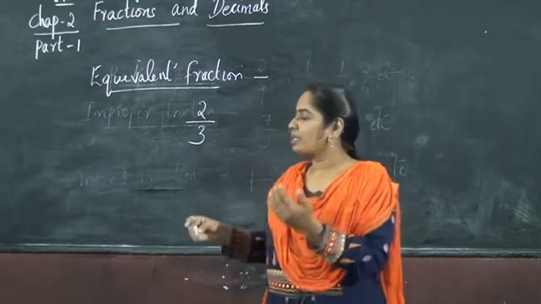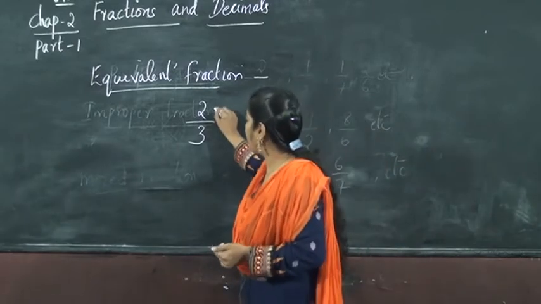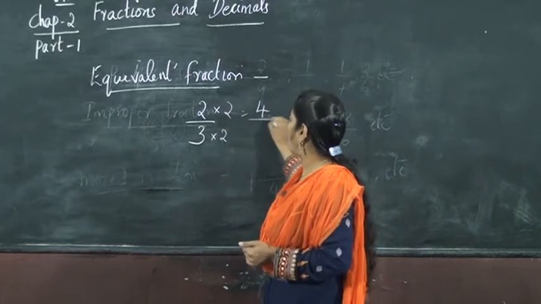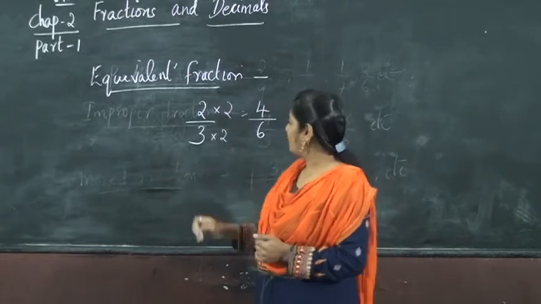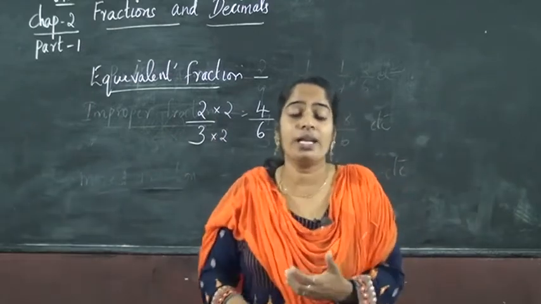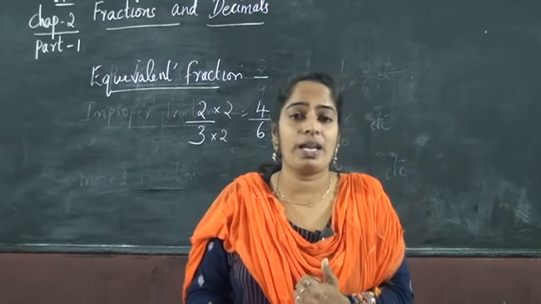Let me look at 2/3. When we multiply by 2 here, what happens? That becomes 4/6. You may think 2/3 has become 4/6. This is an equivalent fraction.